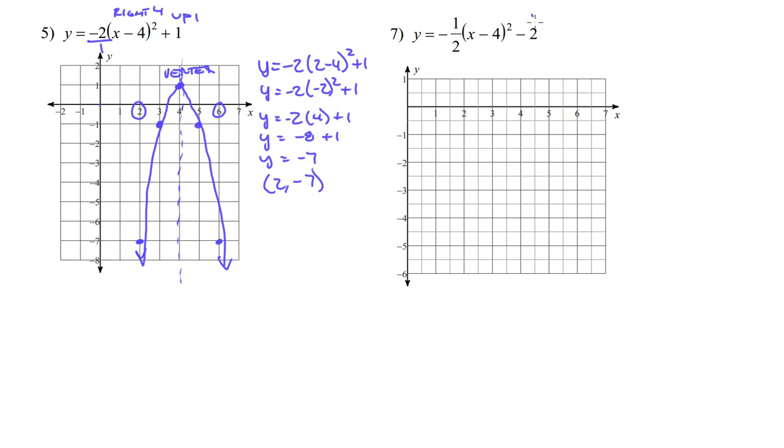Number 7. This -2 means that we're going to go down 2. And then this +4 minus 4 gives us 0. So that means to the right 4. Okay. So we're going to go down 2 and to the right 4. There's our vertex.